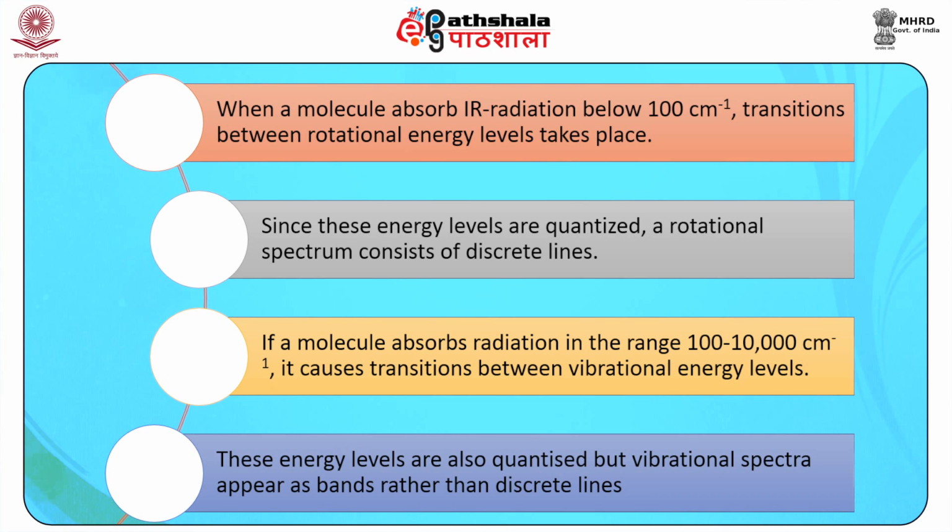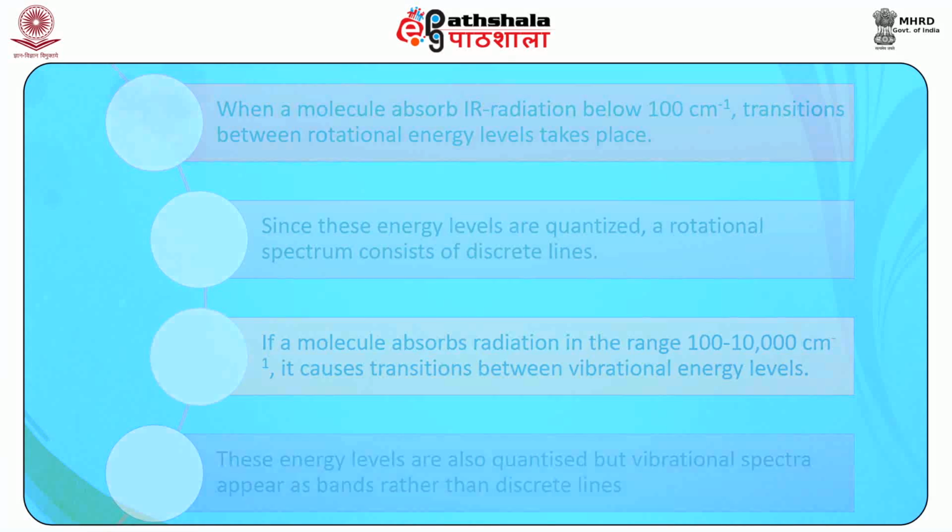Now, when a molecule absorbs IR radiation below 100 centimeter inverse, transitions between rotational energy levels take place. Since these energy levels are quantized, a rotational spectrum consists of discrete lines. If a molecule absorbs radiation in the range of 100 to 10,000 centimeter inverse, it causes transitions between vibrational energy levels. Now, these energy levels are also quantized, but vibrational spectra appear as bands rather than discrete lines.